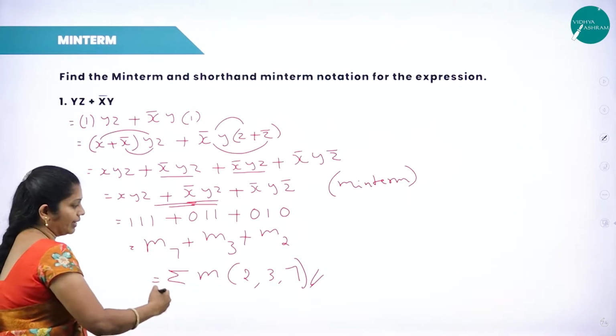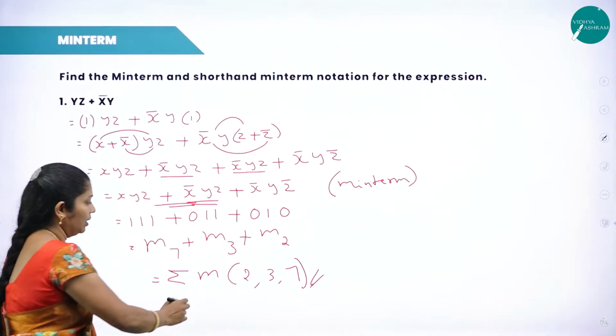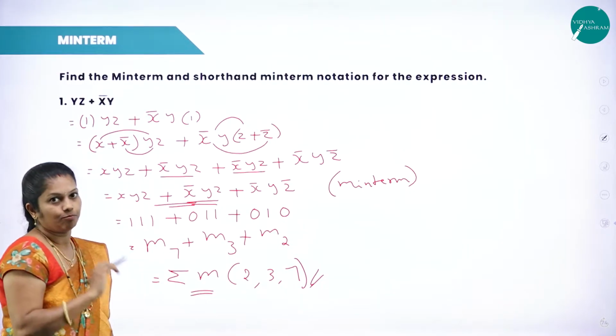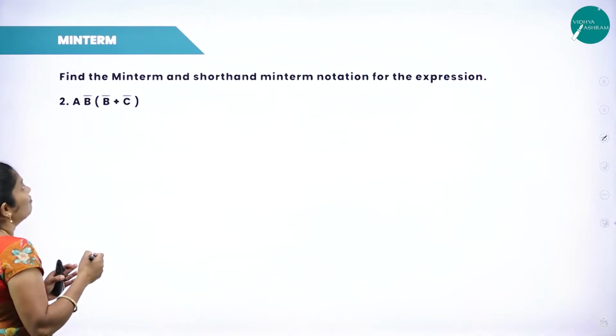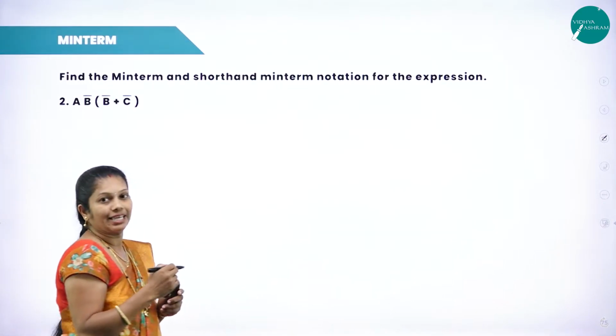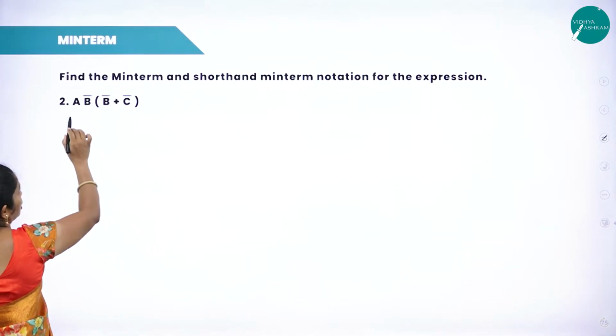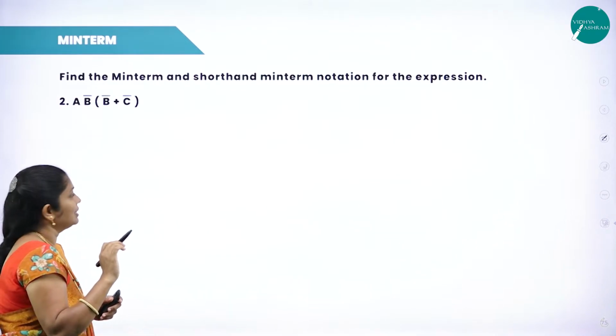In the question, if you write down the shorthand notation for the given expression, especially the min term, then this is the final result. Now is it clear? Next, we will explain one more problem. Find the min term and shorthand notation for the given expression. The expression we have is a b bar into b bar plus c bar.